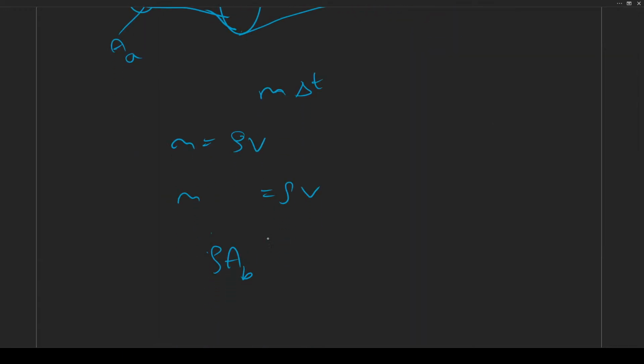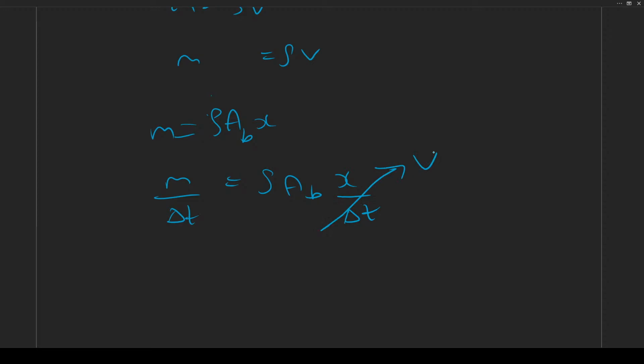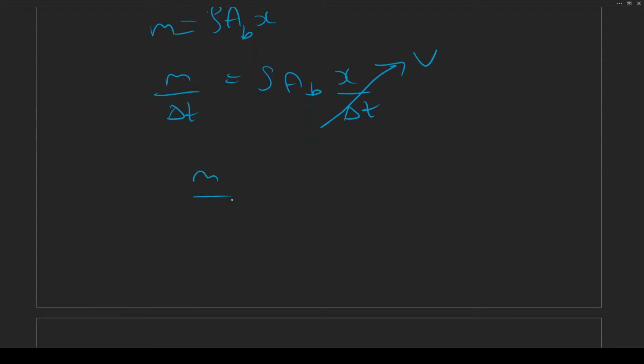Okay, for that surface, let's take it as moving forward with distance x. This will still remain mass. Now again, let's divide both sides by time. Delta m by delta t is equal to rho A B x by delta t, where x by delta t is velocity. So mass by delta t is equal to rho A B v of the particles.